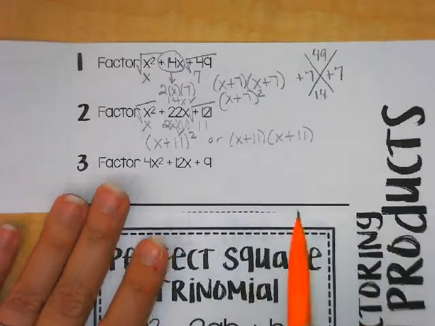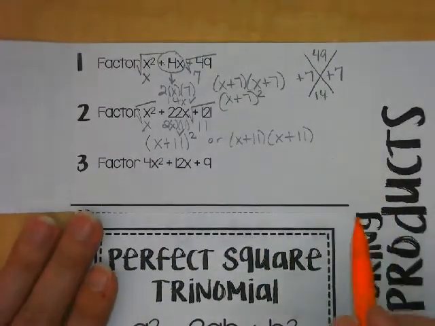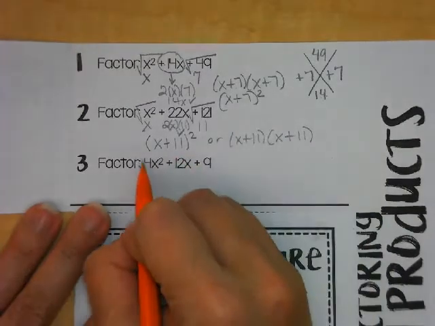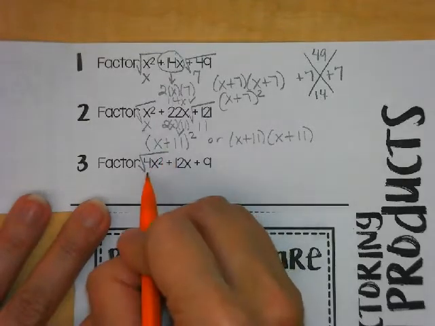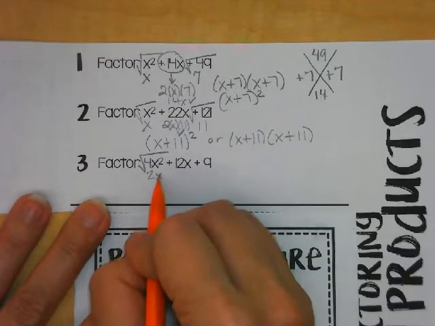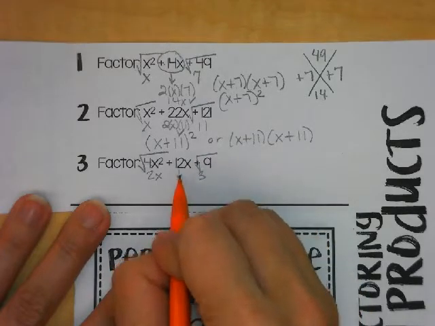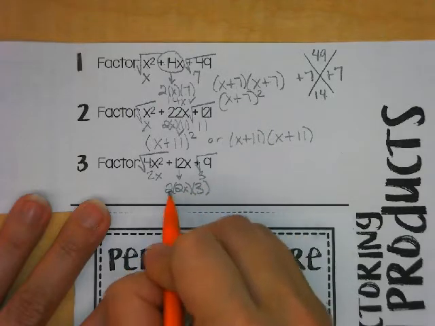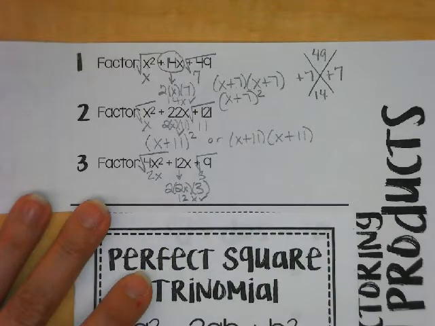And again, if that shortcut is not something that works for you, you can always go back to the cross puzzle. This also works when A is not 1. If I take the square root of this first term, the square root of 4 is 2. The square root of x squared is x. The square root of 9 is 3. So I need to check here. Is this 2 times 2x times 3? Well, 2 times 2 is 4, times 3 is 12. Yes, this is 12x, it works.